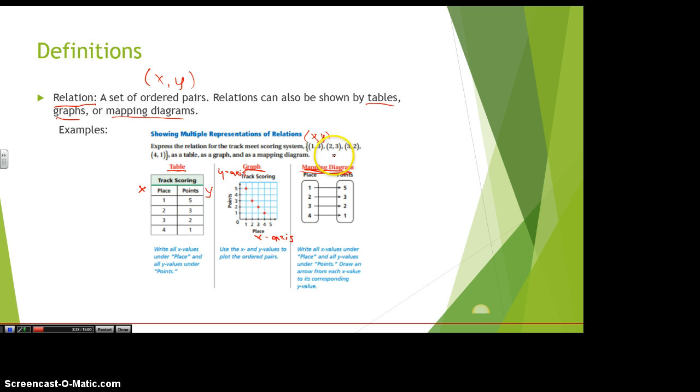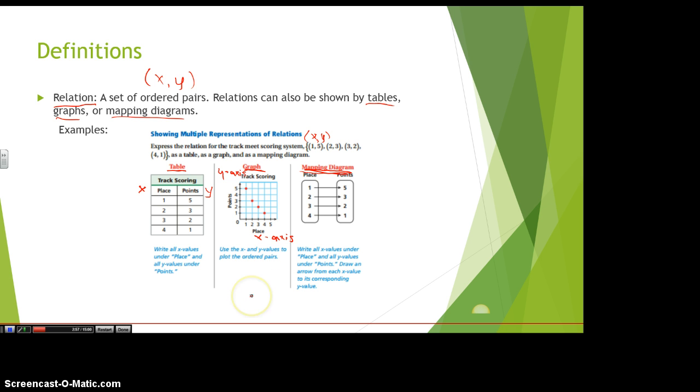The second is (2, 3), so starting at 0, we move to the right 2, go up 3, and put our second dot. Third point, (3, 2): move over 3 places to the right, go up 2. And the last one, (4, 1): move to the right 4, go up 1. It says use the x and y values to plot the ordered points. So that's how we would do this graphing.